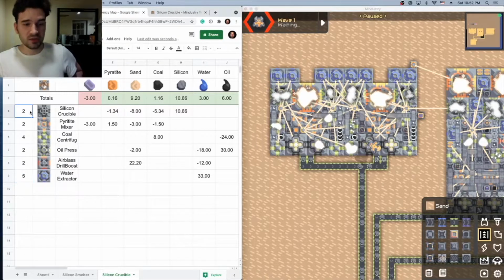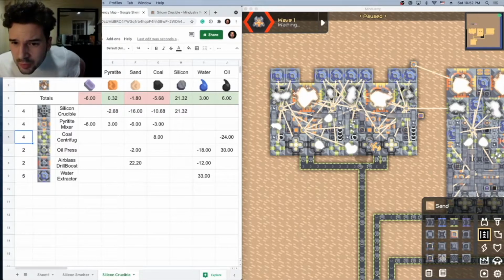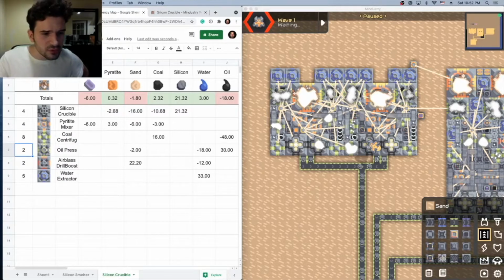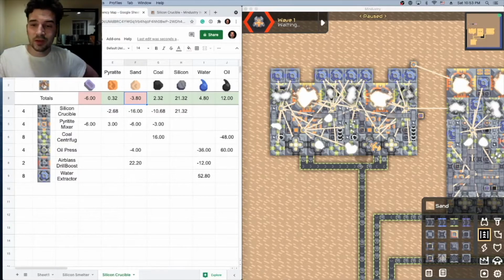All right. So this setup has four silicone crucibles. It has four pyrotite mixers. One, two, three, four, six, seven, eight. Eight coal centrifuges. Got four oil presses. Got two air blast drills. Have one, two, six, seven, eight. Eight water extractors.